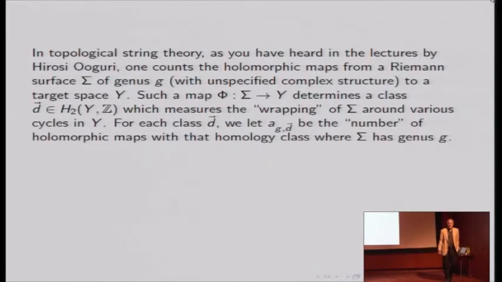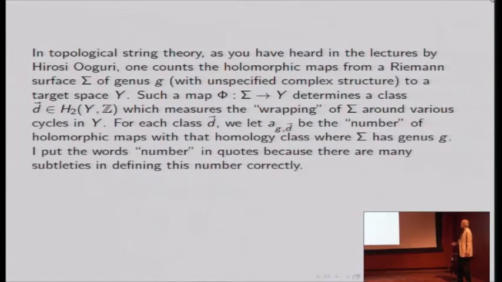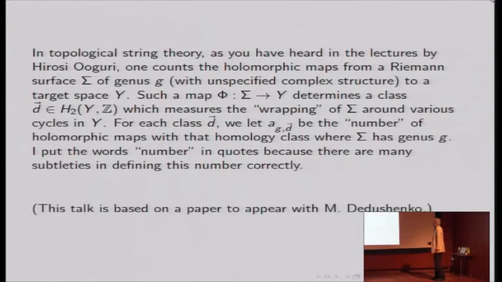Now, I put the word count in quotes because the proper counting here involves a lot of technicalities. In fact, one of the things that Gopakumar and Vafa did with their formula was to explain a better way to avoid some of the technicalities. If we had time, I'd go on and explain at some length what's meant by this counting. But for today, we will just not worry about exactly what it means, because we will approach the subject from another way. Before I go too much farther, I should say that the talk is based on a paper that will appear with the student, Mykola Dedushenko.